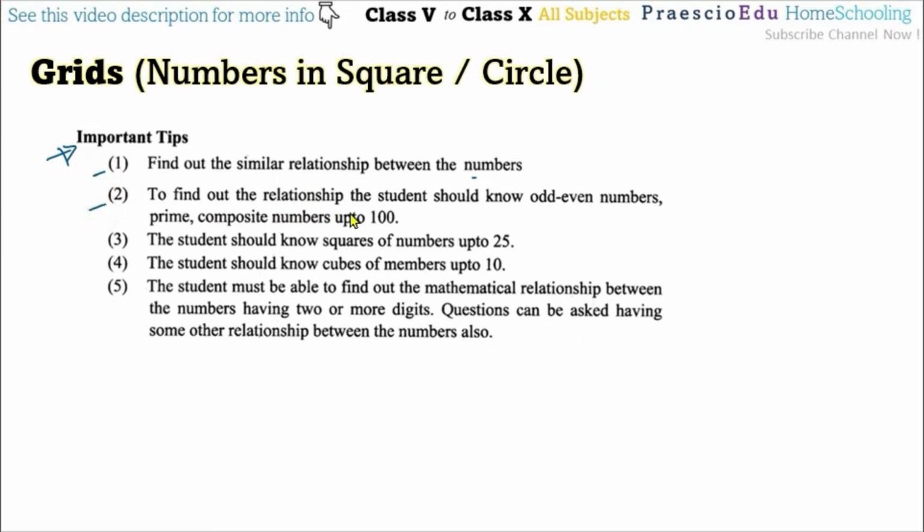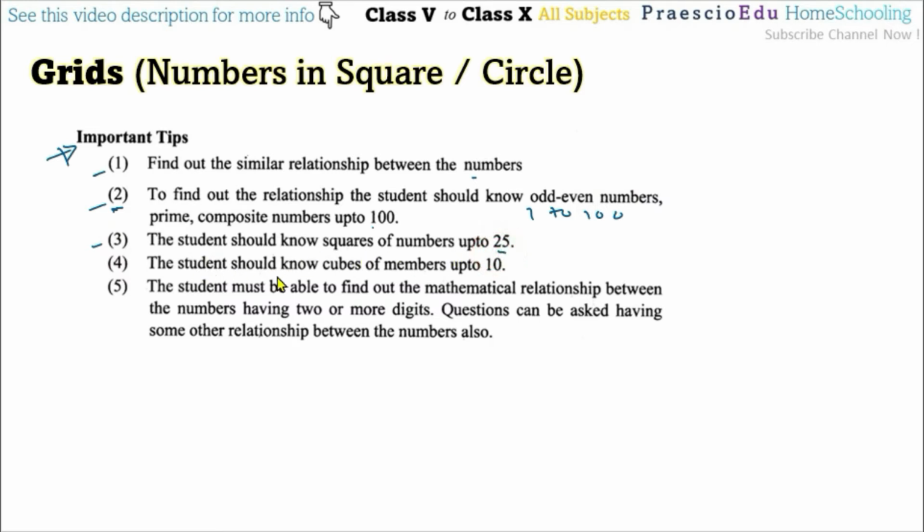Second, to find out the relations, the student should know odd and even numbers, prime numbers and composite numbers up to 100. We have already covered this topic in our mathematics. If you are not familiar with it, please watch that video first and then come here, so that we can solve grids or numbers in shapes. This topic will be very easy for you once you are familiar with the numbers 1 to 100.